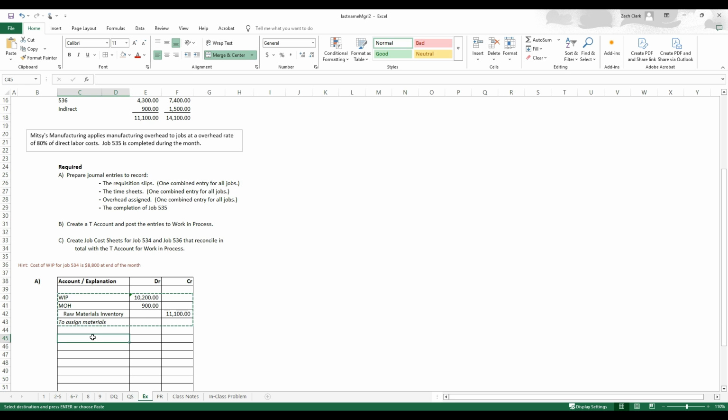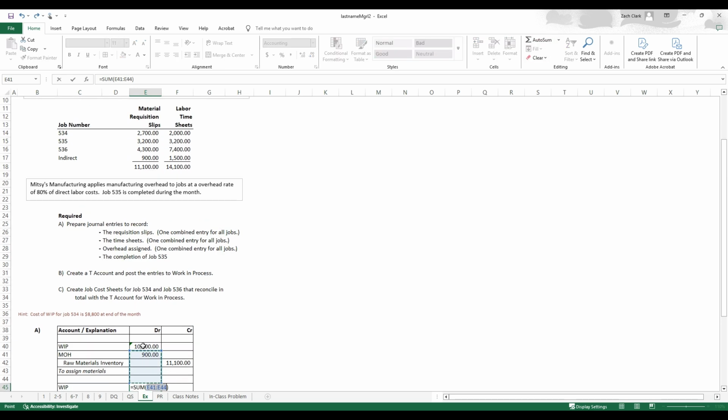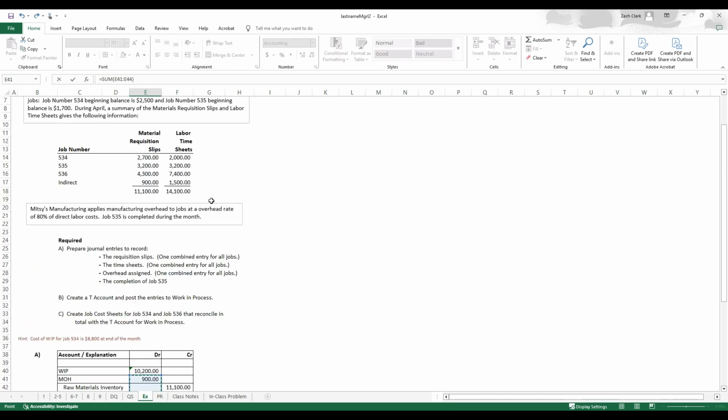portion into the manufacturing overhead. Okay, now let's do the labor entry. I just copied and pasted this down because this journal entry is going to be really similar. Again, let's go to auto sum. It'll start trying to add what's above it, but let's go down. We want to select the right stuff.